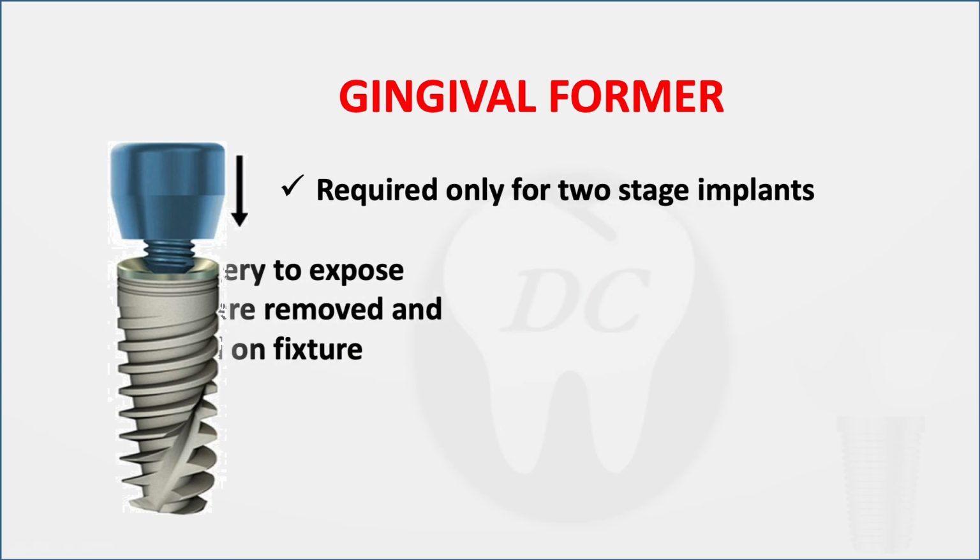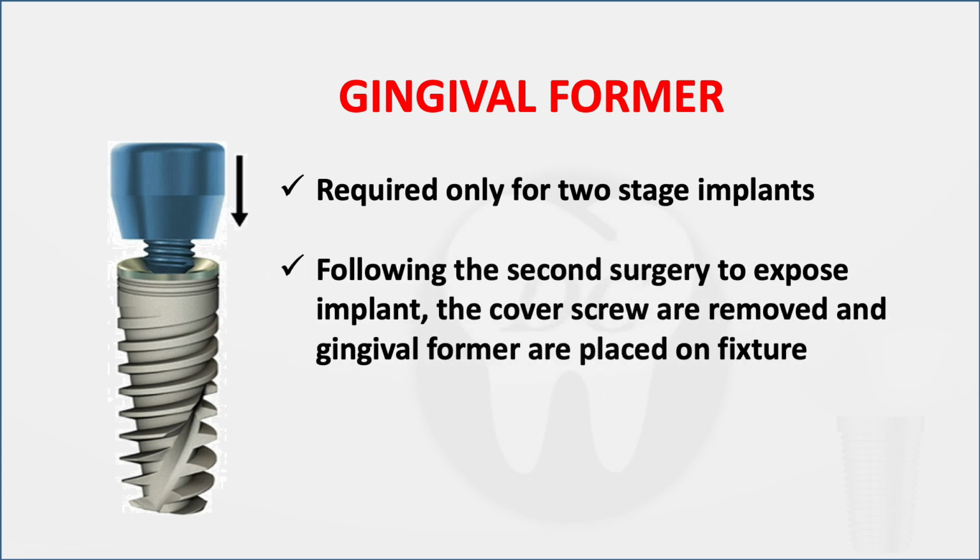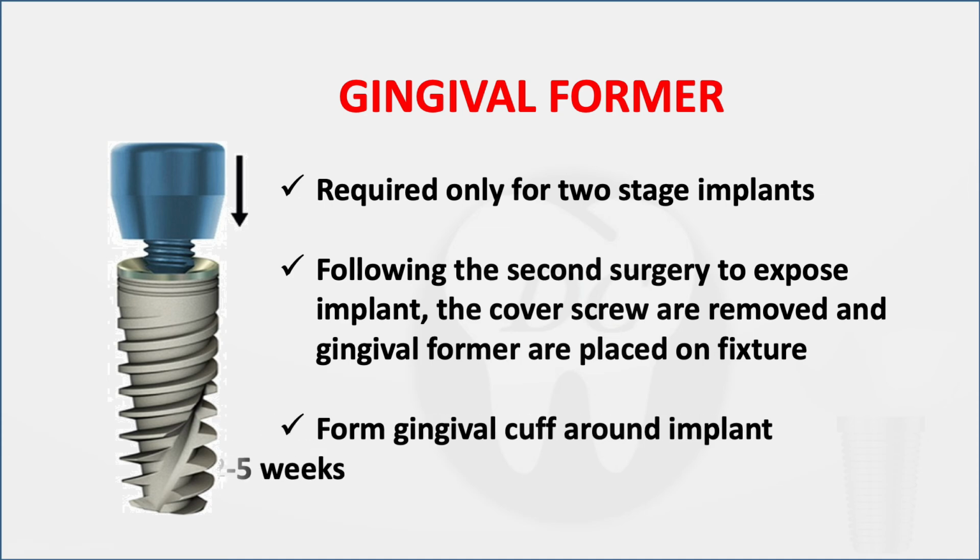Now the next component is the gingival former, required only for two-stage implants. Following the second surgery, to expose the implant, the cover screw is removed and the gingival former is placed on the fixture. It forms a gingival cuff around the implant and it is placed for 2 to 5 weeks.